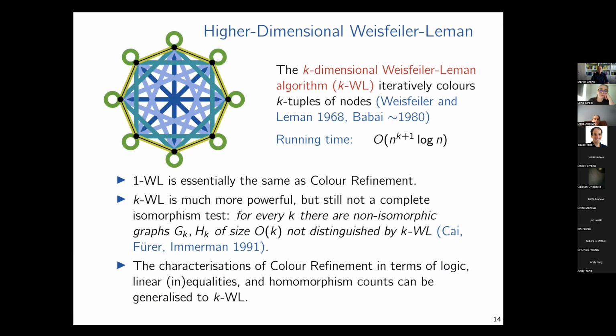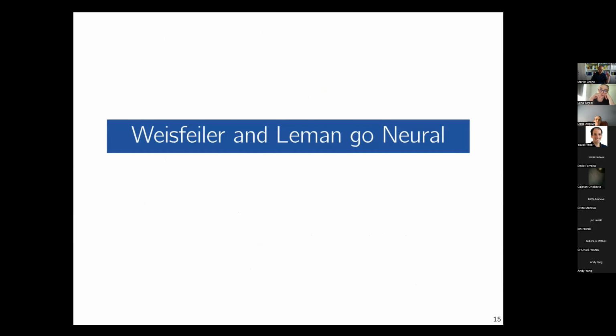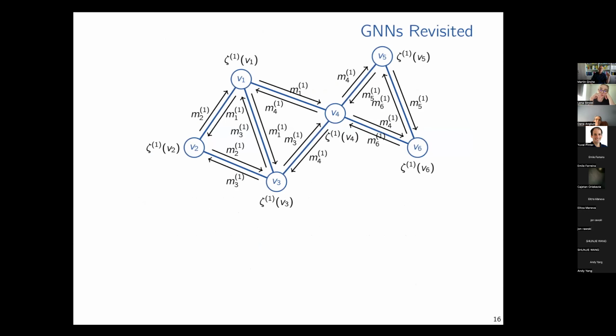And for all these characterizations of color refinement we had, in terms of logic, systems of linear inequalities, and homomorphism counts, they can all be generalized to the k-dimensional version, which is also nice and shows that this is very robust. So now let's get back to the graph neural networks. These were our graph neural networks.